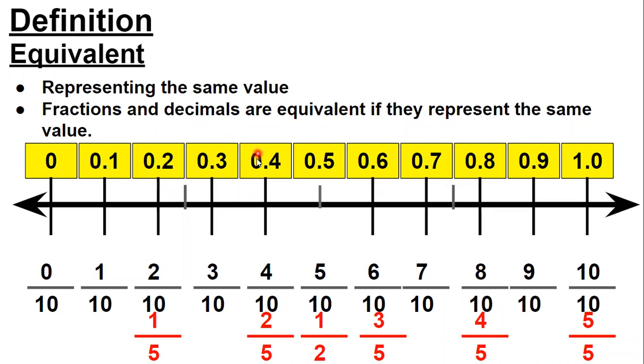The same goes with 4 tenths. Below that, you have 4 tenths as a fraction, and then you have 2/5 as a fraction. 5 tenths can be written as 5 over 10, and it can also be written as 1/2. And then you see 6 tenths can be written as 3/5 as well, and 8 tenths can be written as 4/5, and then 10 tenths can be written as 5/5 because it's really 1.